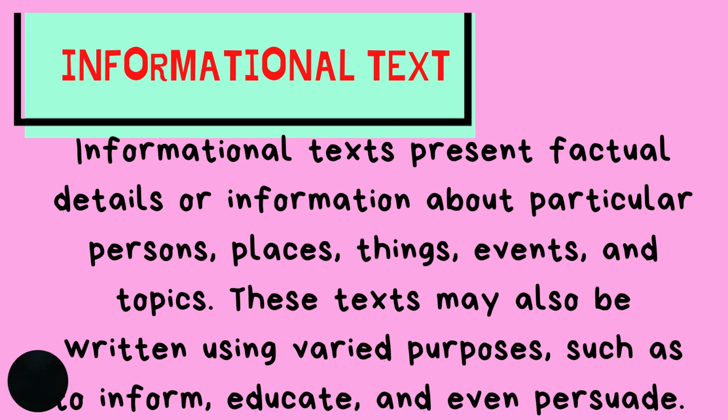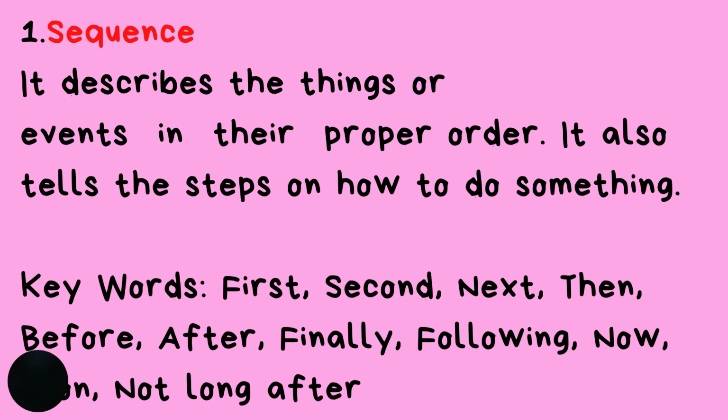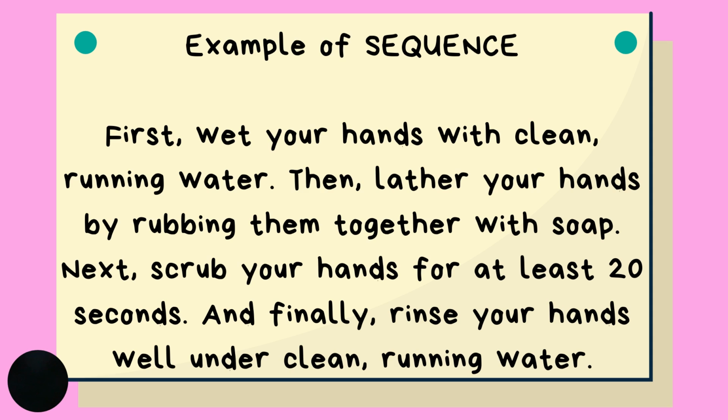There are different forms of informational text. Number 1. Sequence. It describes the things or events in their proper order. It also tells the steps on how to do something. Keywords: first, second, next, then, before, after, finally, following, now, soon, not long after.